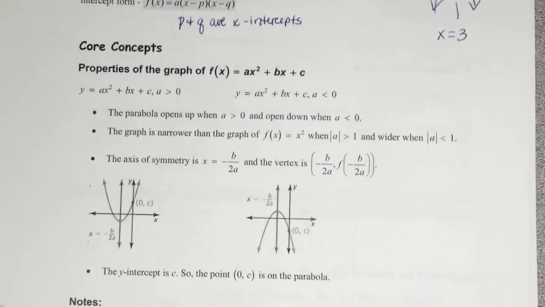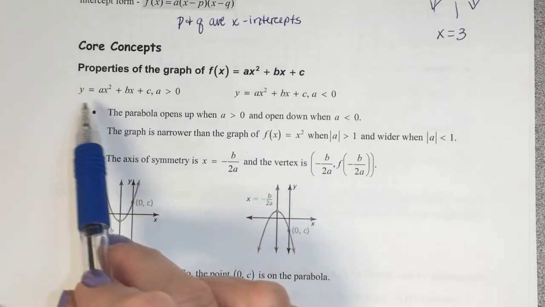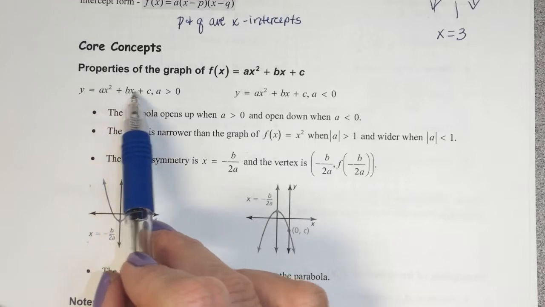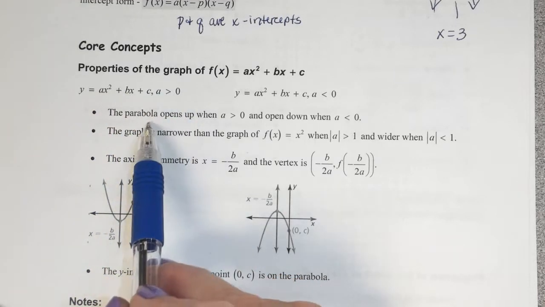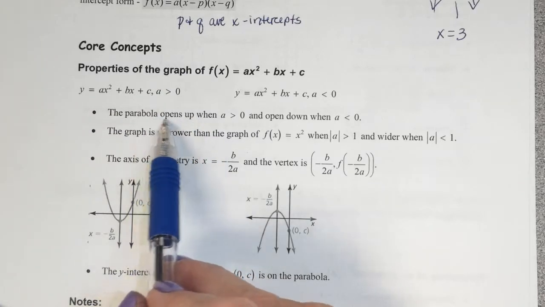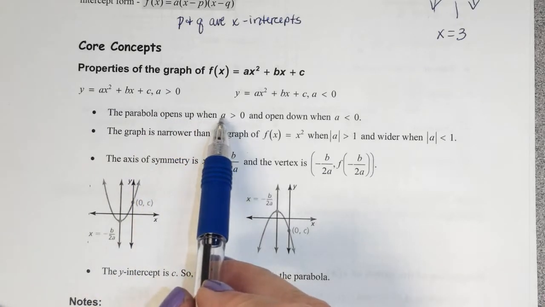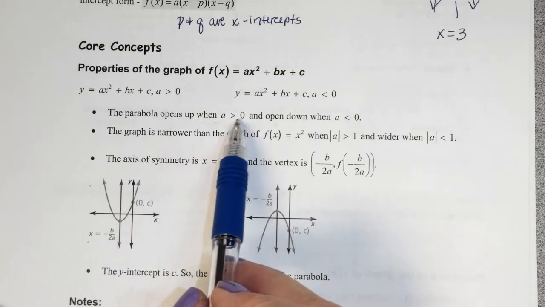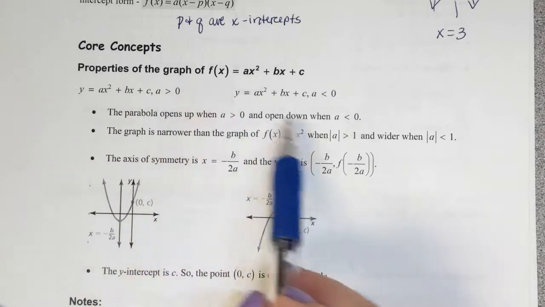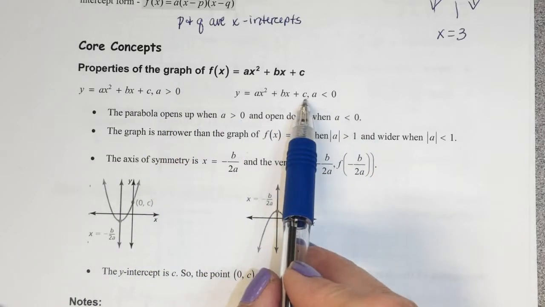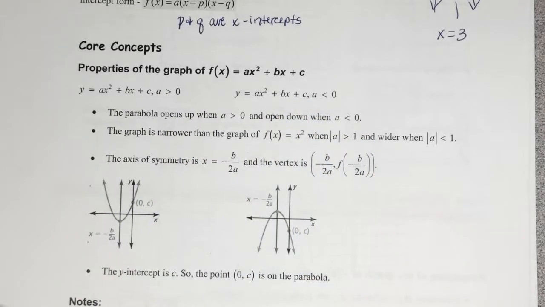All right, so our core concepts right here. y equals ax squared plus bx plus c. If a is greater than 0, that tells us that the parabola is going to open up. Because what's that telling us about a? If a is greater than 0, it means a is what? Positive. And if a is positive, it opens up. If a is negative, it opens down. What if a equals 0? What does that mean?